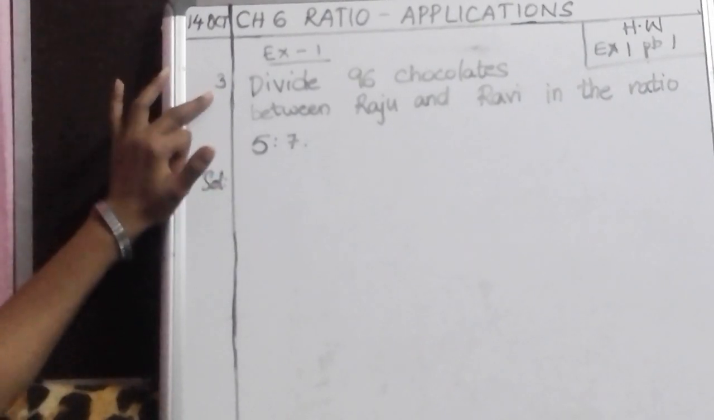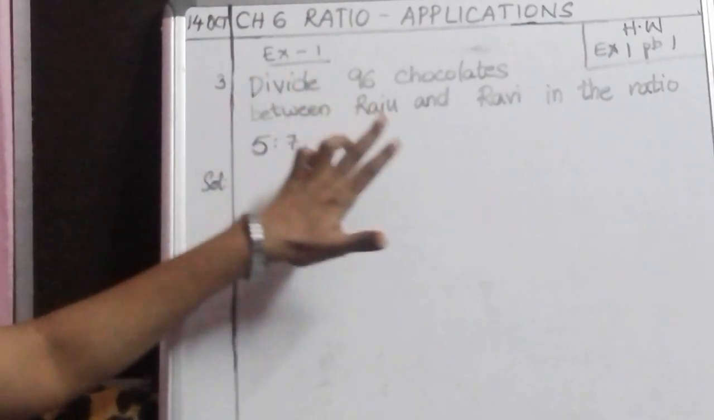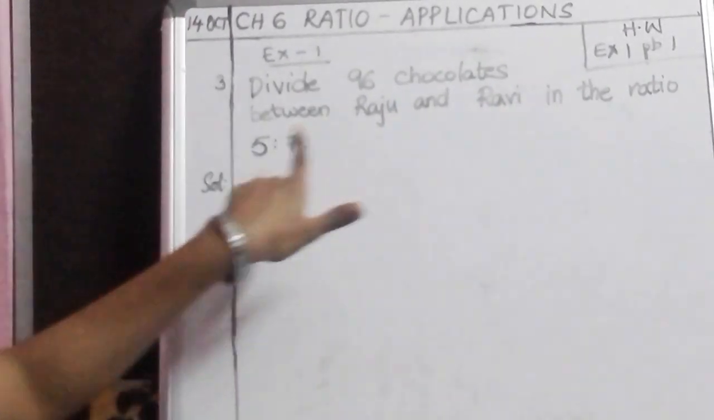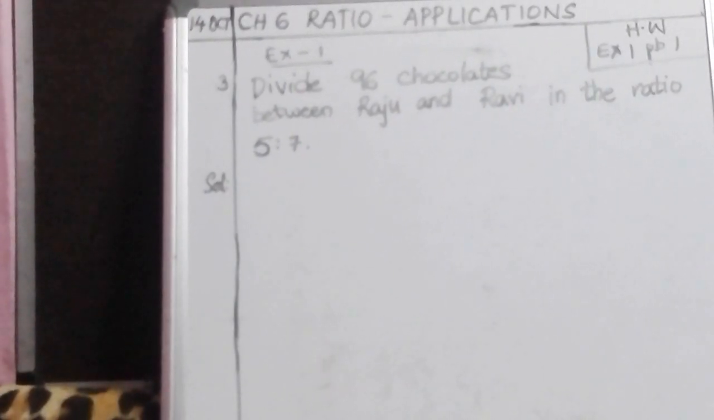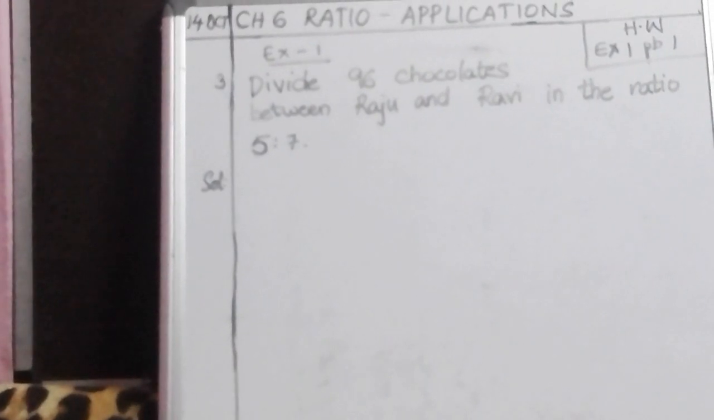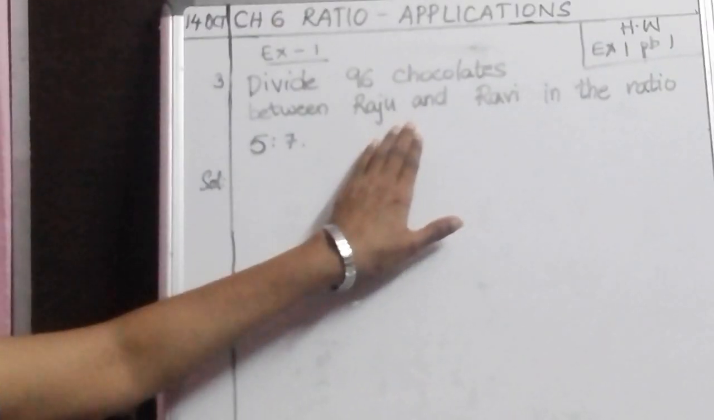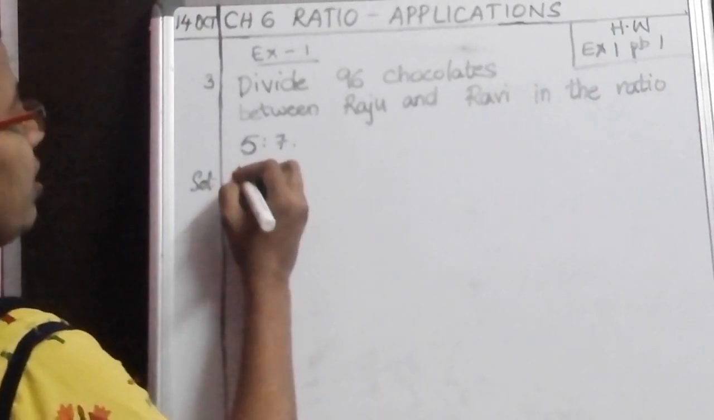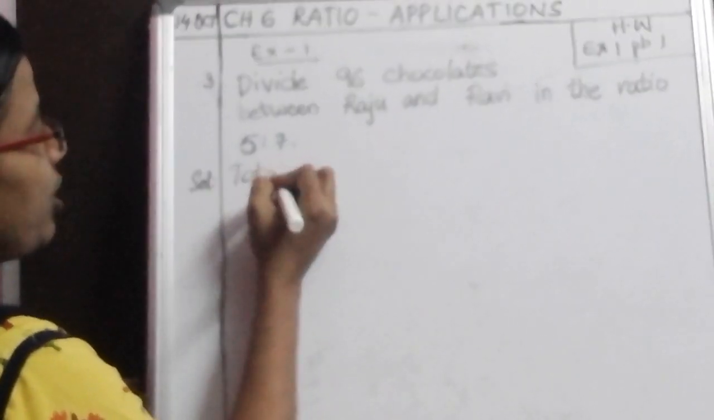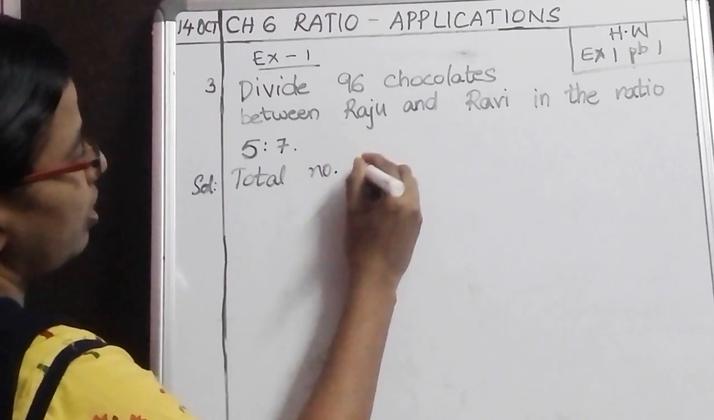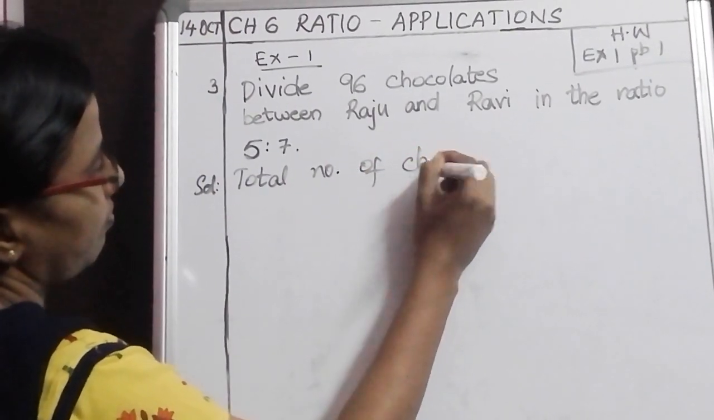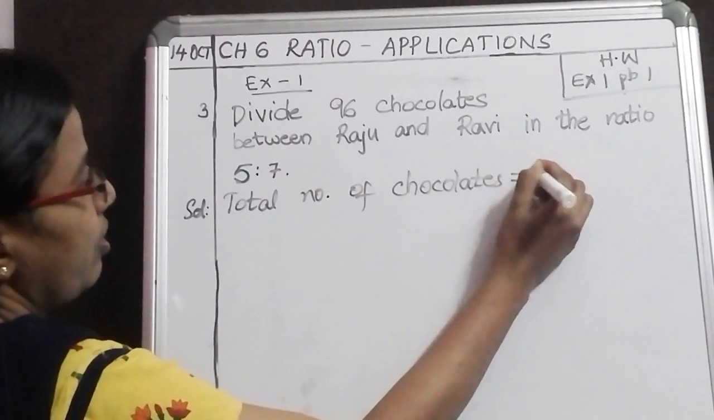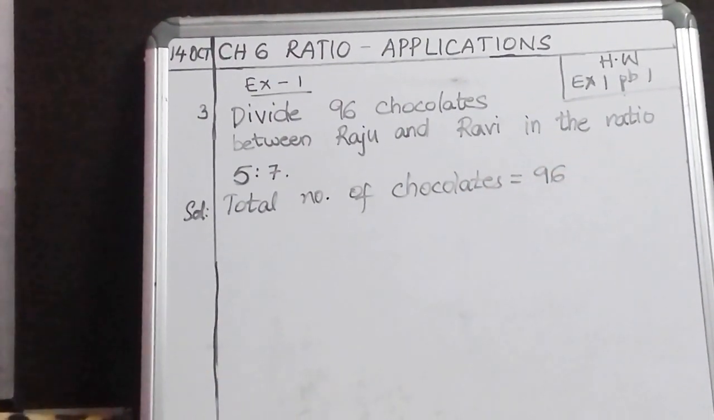Okay, let us do the third problem. Divide 96 chocolates between Raju and Ravi in the ratio 5:7. This is the question given. I will tell you how to solve this problem in two ways. The first way we are going to do, total number of chocolates. How many chocolates are there? Total number of chocolates. Very good. 96. Correct answer. Total number of chocolates are 96.